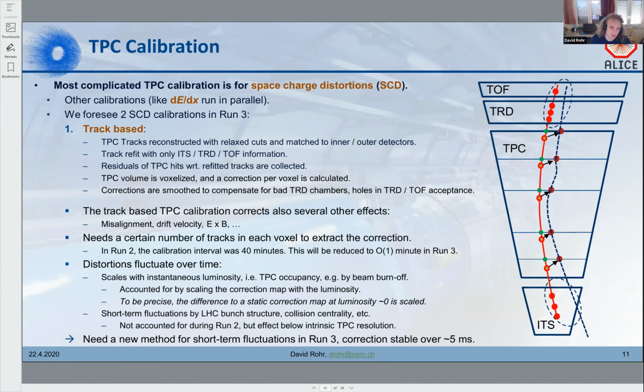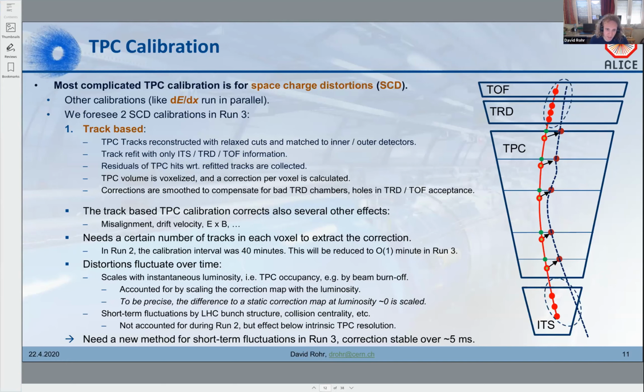We have different approaches for this calibration for the space charges. The first one is track-based. The idea here is that we basically do the tracking just as if there were no distortions, but with very relaxed cuts. So we find some tracks in the TPC, and then we match them to the outer detectors, ITS, TRD, and TOF.